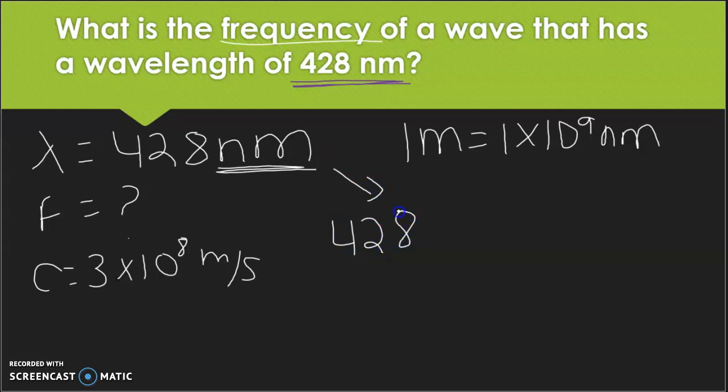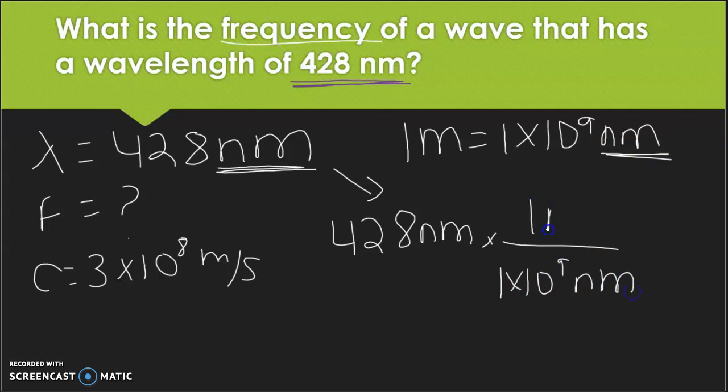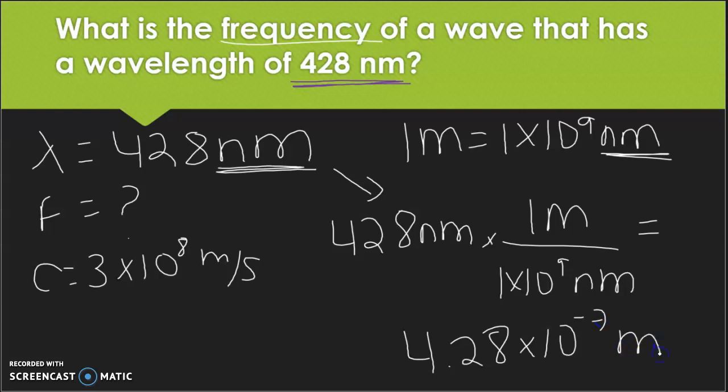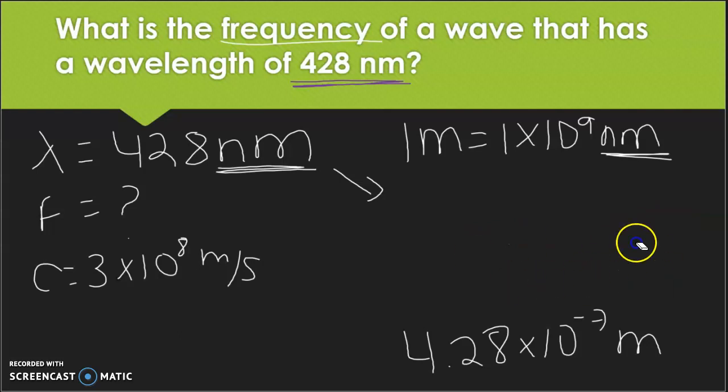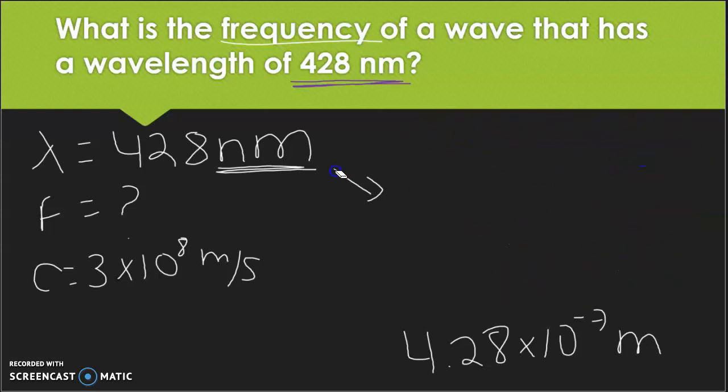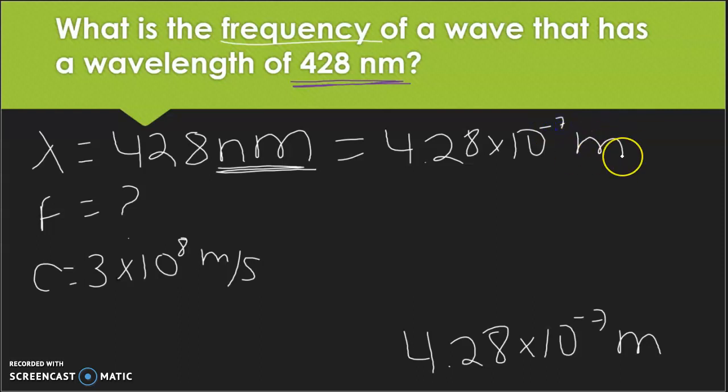So 428 nanometers times, this is nanometers here, which means at the bottom it has to be nanometers. That many nanometers are in 1 meter. If you type that into your calculator, you should get 4.28 times 10 to the -7 meters. That's our wavelength value. I'm going to erase all of this. And now we're ready to plug in to our equation.